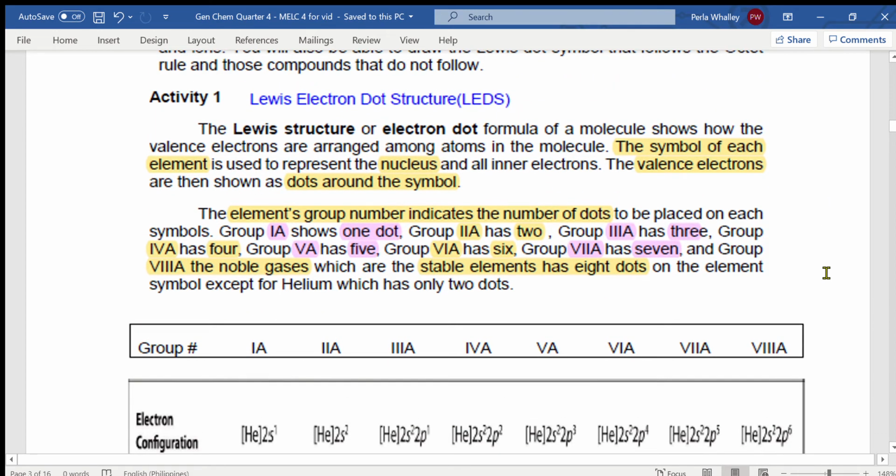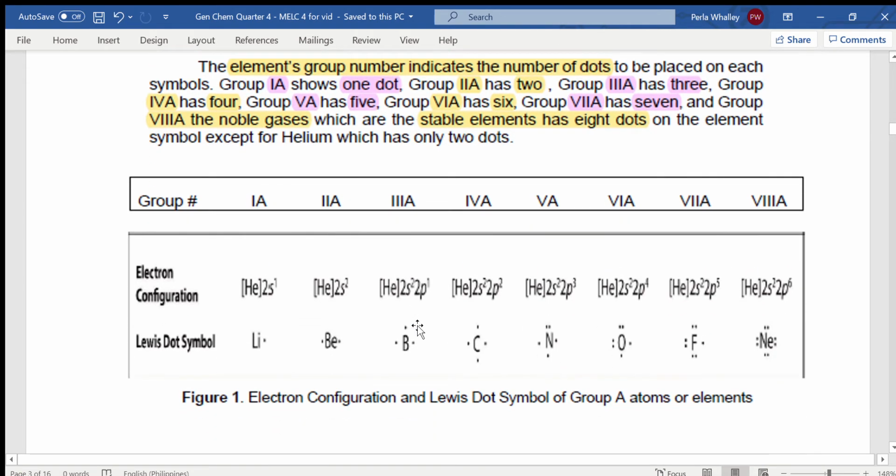This is the Lewis electron dot structure, or the LEDs. The Lewis structure or electron dot formula of the molecule shows how the valence electrons are arranged among atoms in the molecule. The symbol of its element is used to represent the nucleus and all the inner electrons. The valence electrons are then shown as dots around the symbol. The element's group number indicates the number of dots to be placed on its symbol.